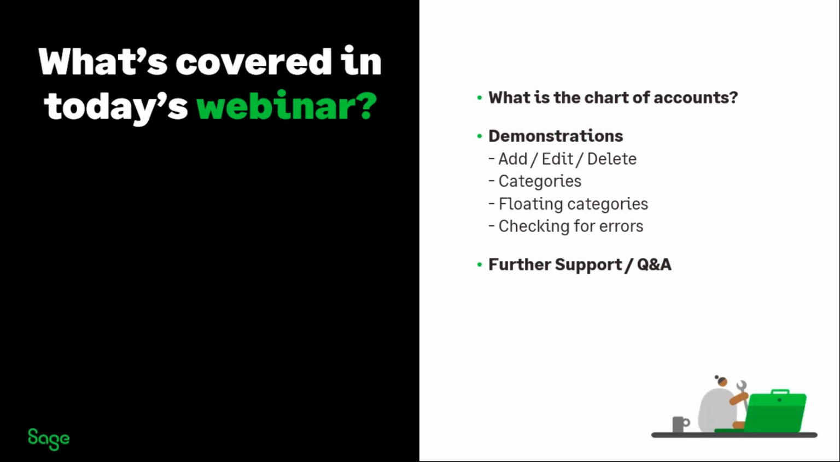Just going back a slide, this is what we're going to be covering in this session today. These sessions are all designed to tie in very nicely with one another, so there may be parts where I reel off into another webinar that we're maybe doing later this week, or also reference the one that we ran yesterday too. What we're going to be looking at first of all is what is the chart of accounts, and then we've got some demonstrations to show you there. We're going to go through adding, editing and deleting a chart of accounts. We're going to go through categories, floating categories and also checking for errors.